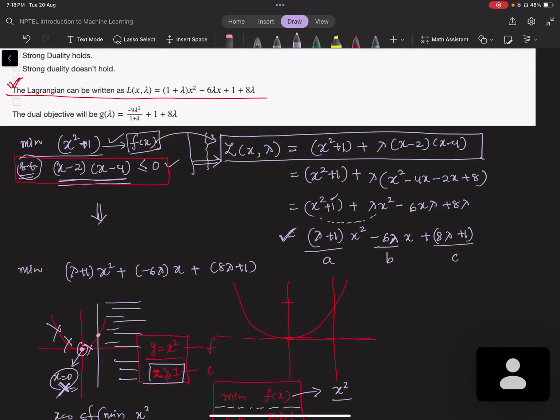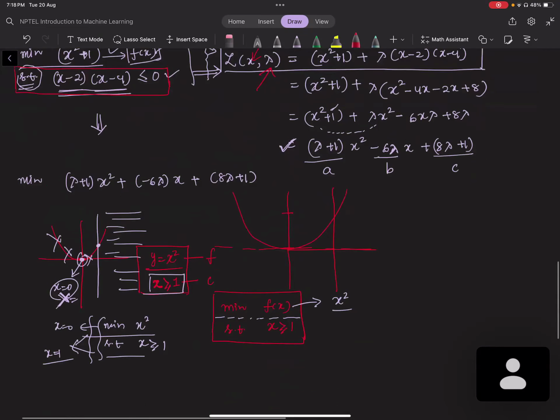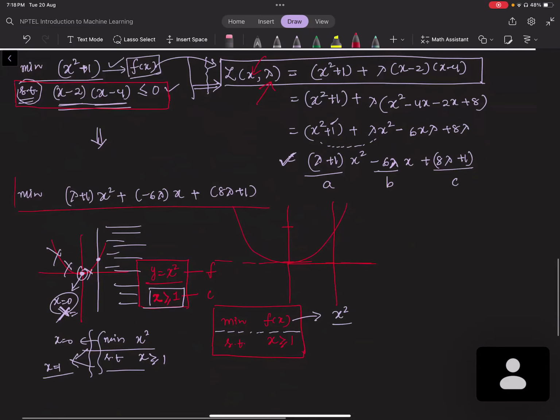But the problem is that now we have another parameter to solve. We were minimizing this x, right? Minimizing the function for finding the value of x. Now we have another parameter, that's lambda. So we have obtained this unconstrained problem, but now we have to find a way to solve for lambda. If we can put the value of lambda, then we can solve for minimizing the x.